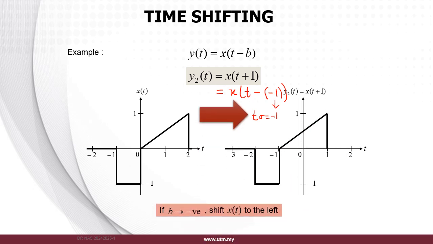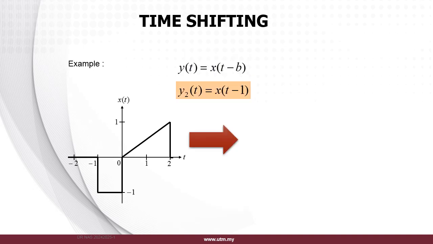Okay, so you can see that what was supposed to be the amplitude of 1 at 2 is shifted to the left by 1. So 1 shifted to 0, and the 0 point is now shifted to the left by 1, so it becomes negative 1, and so on.